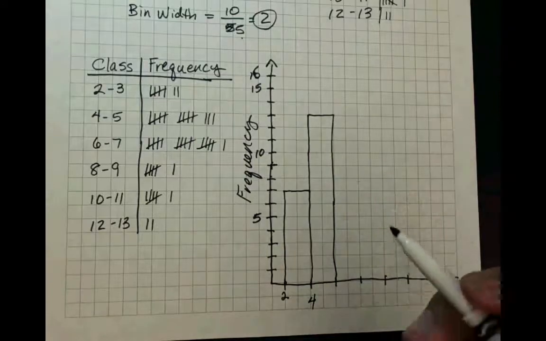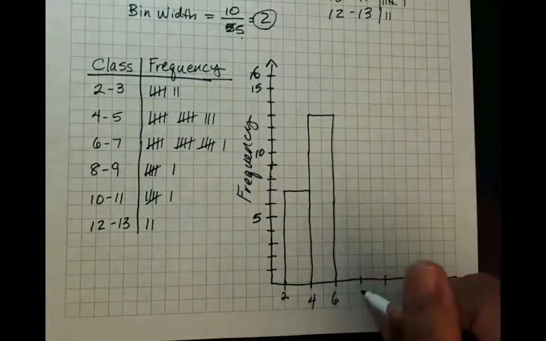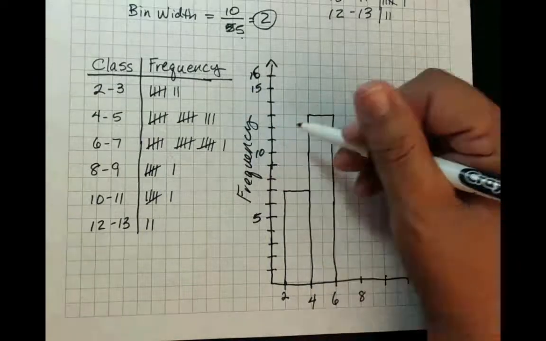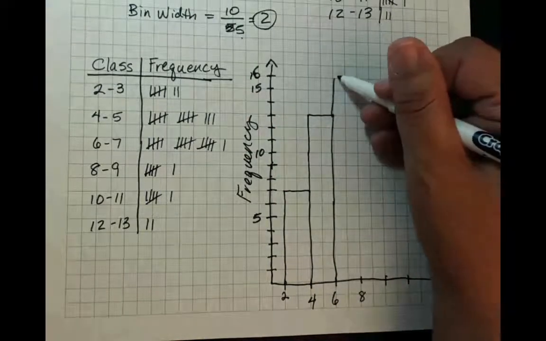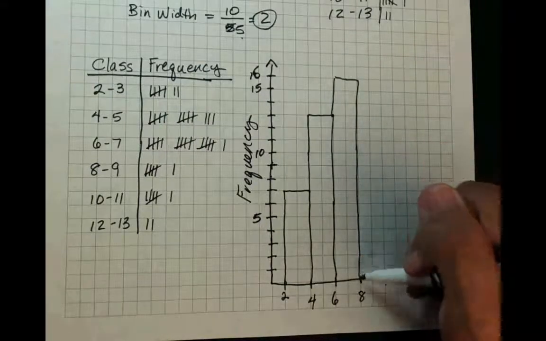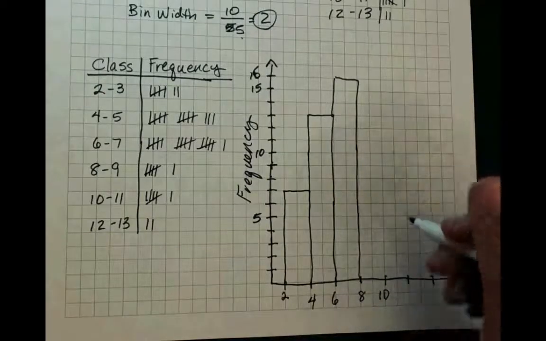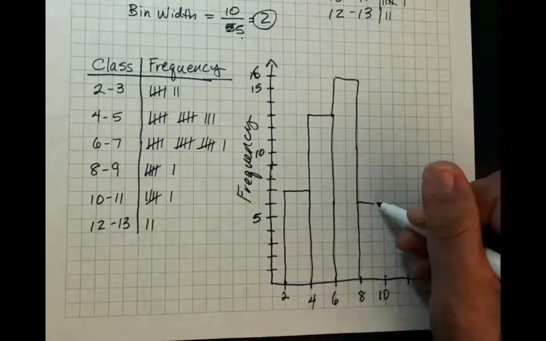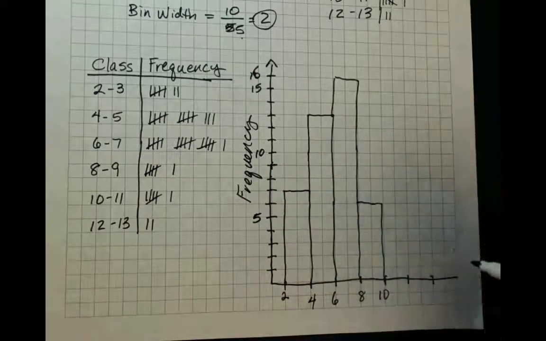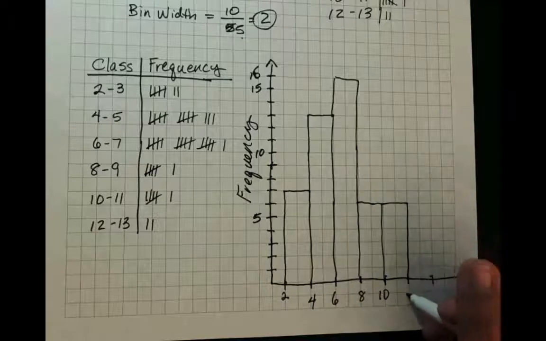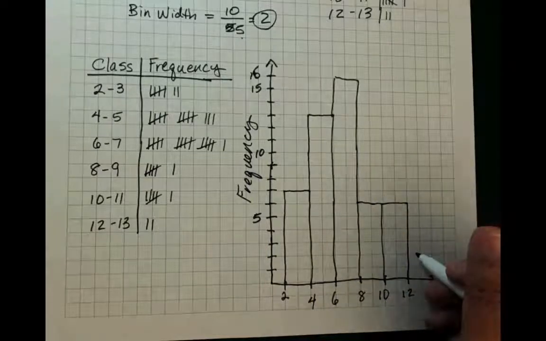Okay? And for 6 and 7, that's 6 to 7, so it stops at 8. That will be 16. So this one goes all the way to the top. Bring this back down. Voila. And then 10 to 8, we had only 6. So that's right here. See, there's 6. And then 10 to 11, we also had 6. And then 12 to 13, which stops at 14, we had 2.